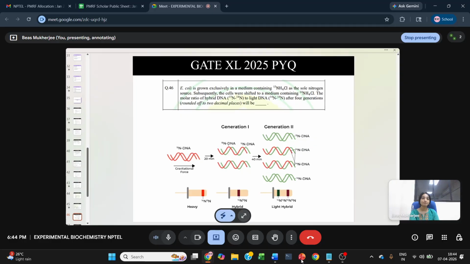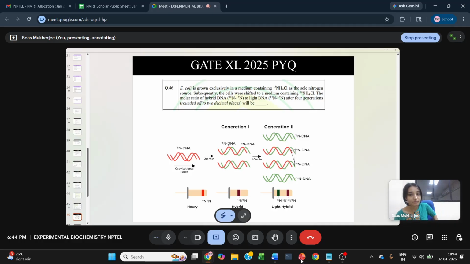Okay, now we have a very nice question, very interesting question. So E. coli is grown exclusively in a medium containing 15N NH4Cl as the sole nitrogen source, and subsequently the cells were shifted to a medium containing 14N NH4Cl. The molar ratio of the hybrid 15N-14N to light DNA, that is 14N, after 4 generations rounded up to 2 decimal will be. Okay, so this has been taken from the Meselson-Stahl experiment, and you know about the Meselson-Stahl, I'm sure. So the experiment is explained here for you.